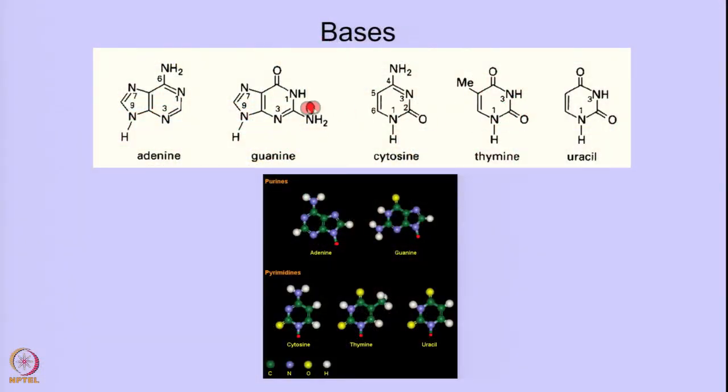Now, there are 4 different kinds of bases. See, this is adenine, guanine, cytosine and thymine. These are the 4 which are present in DNA. Okay. In RNA, thymine is not present, it is replaced by uracil.